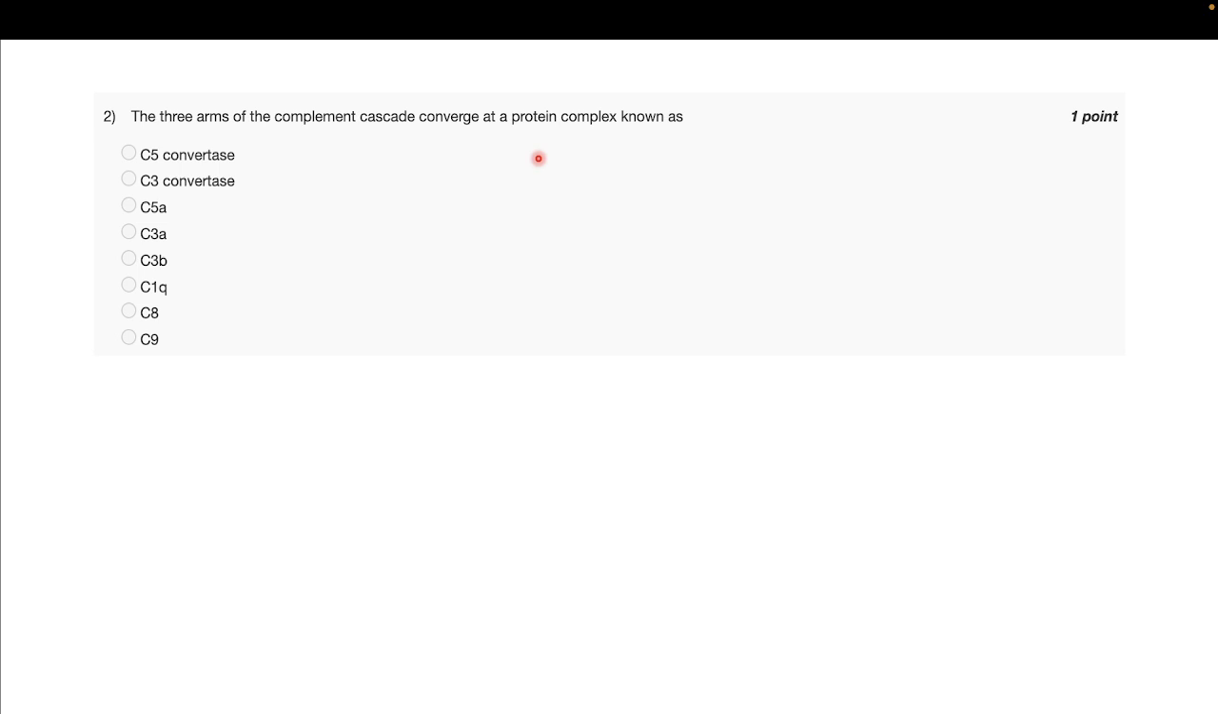Any volunteers? Option 2. Option 2 is C3 convertase. Okay, thanks for answering. Anybody else has a different answer other than option 2? Option 2, ma'am. Okay, the same answer. Thank you.